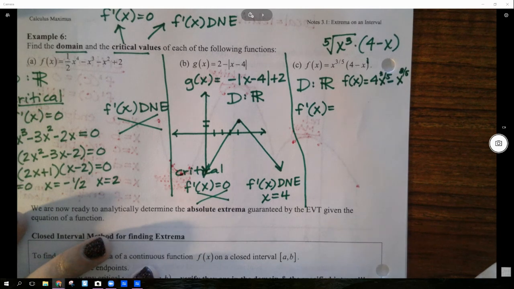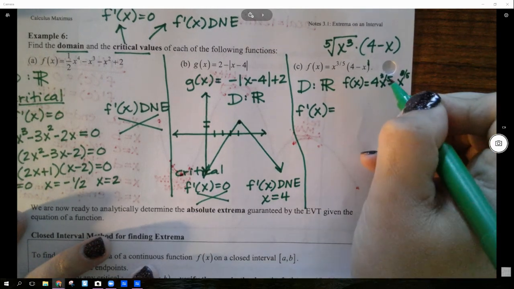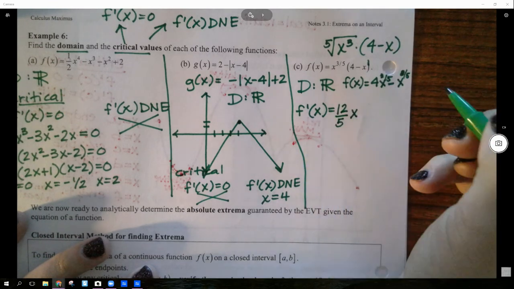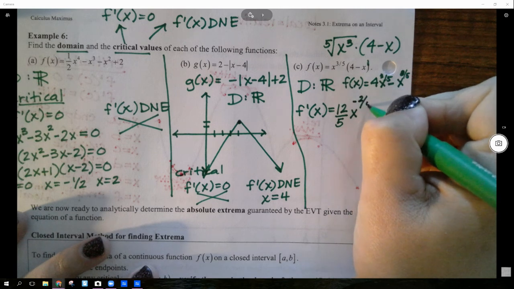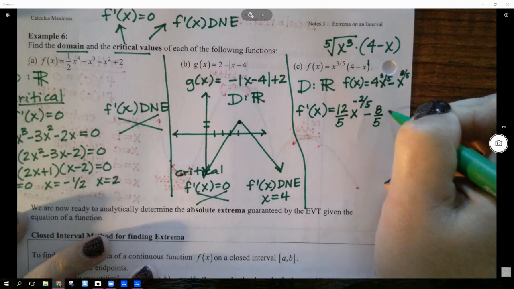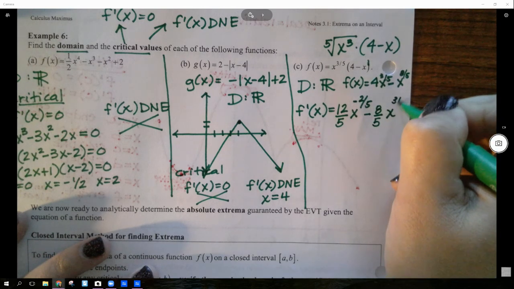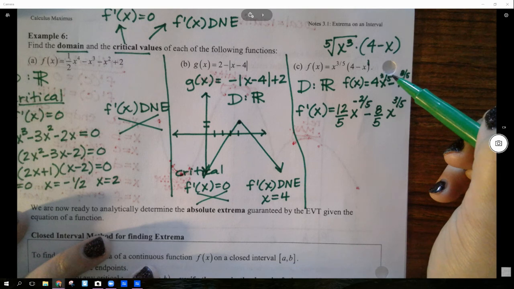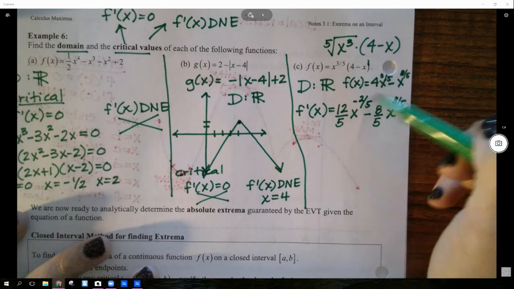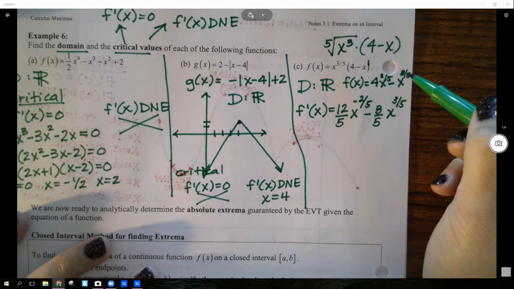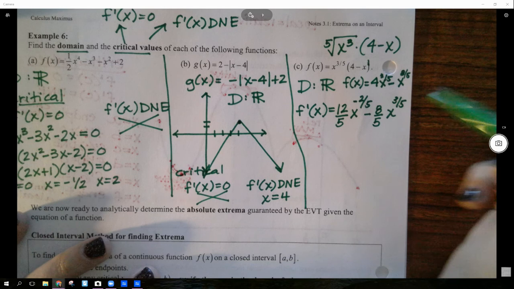Alrighty. So when we take the derivative of this, you would bring the 3/5 out in the front. So that would be 12/5 x to the negative 2/5, and then minus 8/5 x to the 3/5. So we're just carefully working with those fractions. 3/5 times 4 is 12/5, and then 3/5 minus 1 is -2/5. And then 8/5 comes out in the front. 8/5 minus 1 is 3/5.